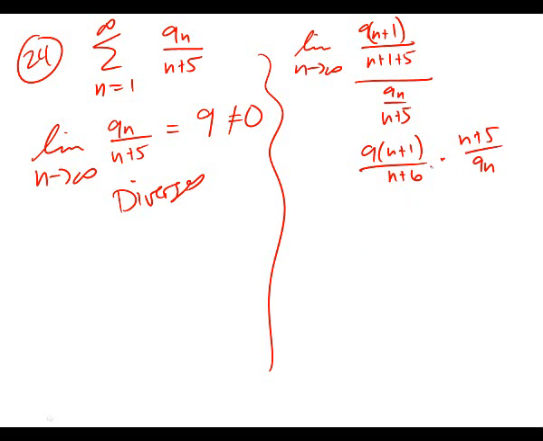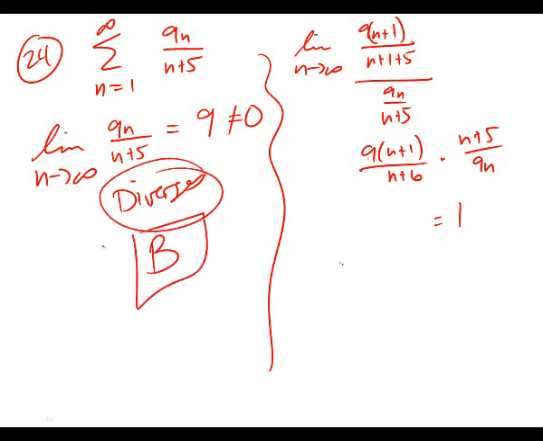inconclusive, because I think it ends up being 1, isn't it? Because 9 over 9 ends up being 1 on the ratio test. So it's inconclusive, meaning it's only B. It just diverges by B. Okay?